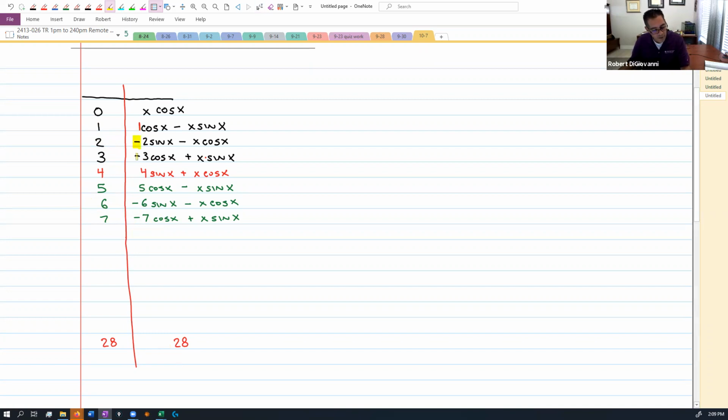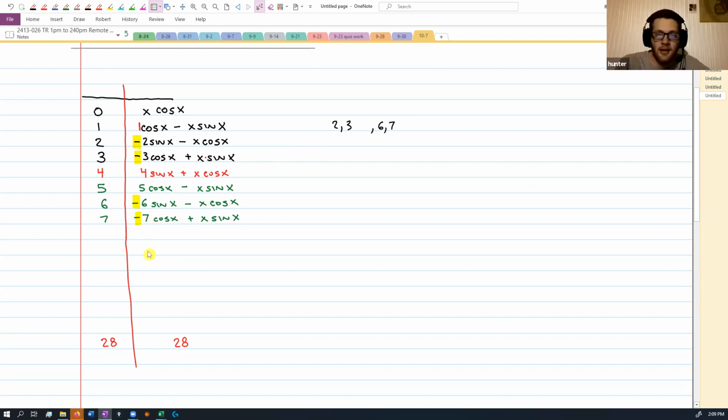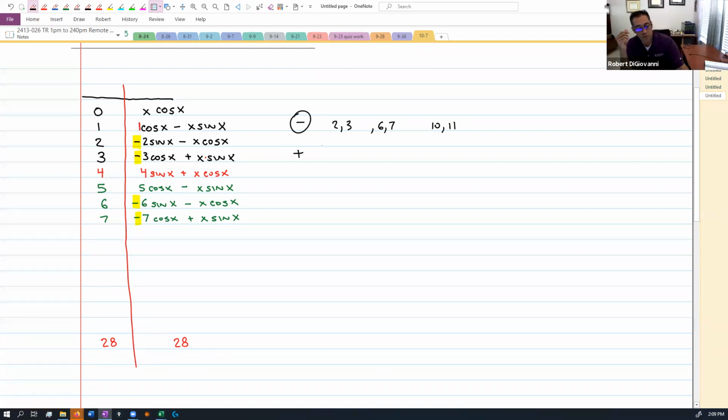So let's take a look at the negatives. Negative, negative, negative, negative. Those happen at 2 and 3, right? And they happen at 6 and 7. Where else would it happen? What would be the next group where it would be negative? 10 and 11. So 8 and 9 would be positive. Does that make sense? This is where we're getting a negative out front. That means that it's positive when we're talking about the 0 and first derivative, the 4th and 5th derivative, the 8th and 9th derivative, right? Then we're getting a positive out front.